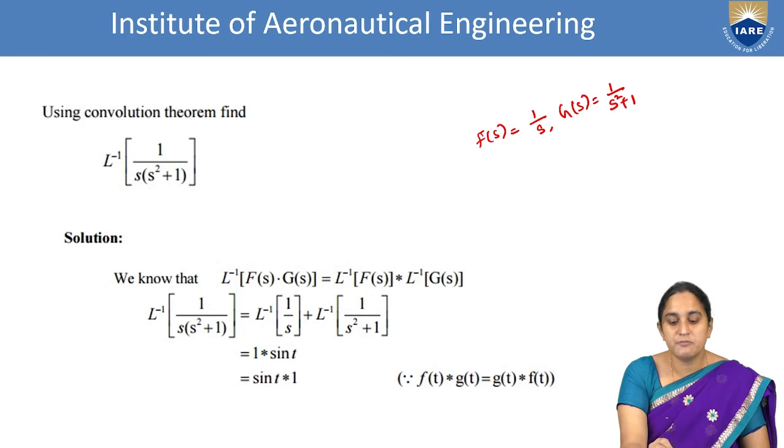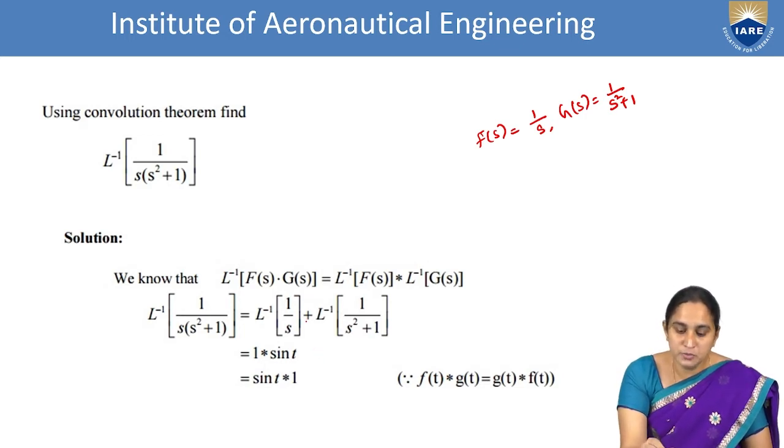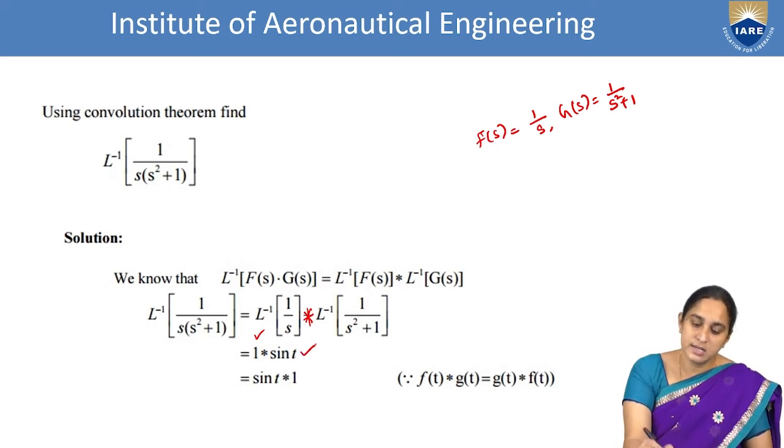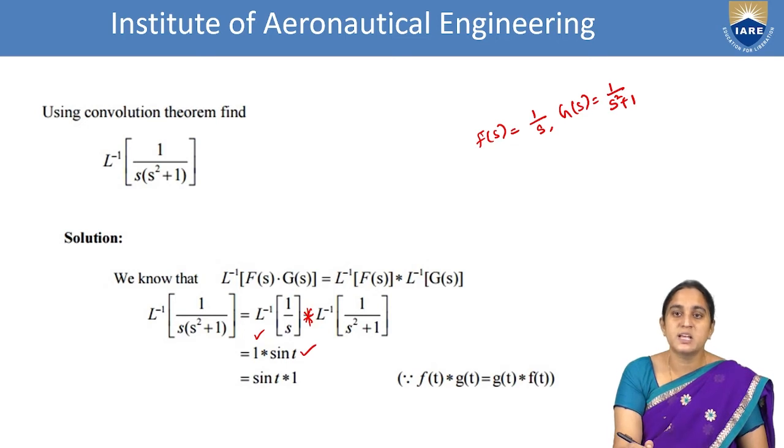Okay, therefore, Laplace inverse of f of s into g of s is equal to Laplace inverse of f of s star Laplace inverse of g of s. Laplace inverse of f of s, what is f of s here? That is 1 by s, into Laplace inverse of g of s, which is 1 by s square plus 1. Okay, from the inverse transformation formulas, Laplace inverse of 1 by s is equal to how much? 1. Star Laplace inverse of 1 by s square plus 1, which is in the form of Laplace inverse of 1 by s square plus a square. From that formula, sin t directly. Okay, that is 1 star sin t. I'll write simply that is equal to sin t star 1.